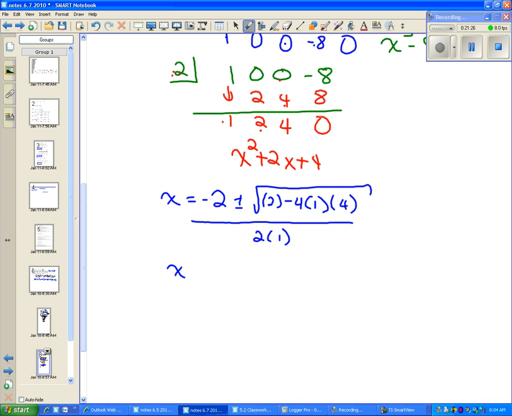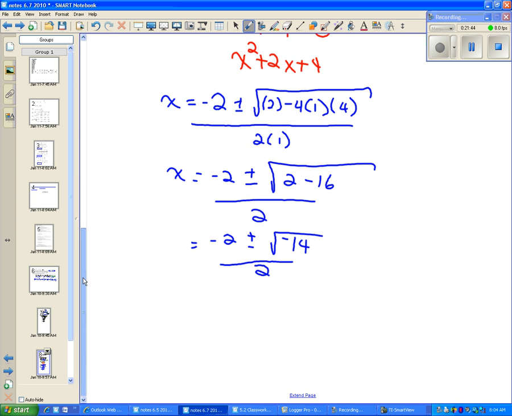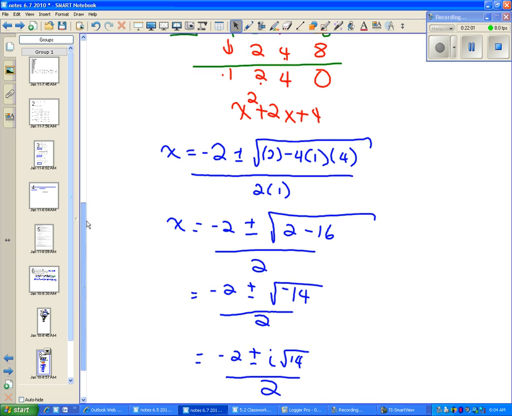So this is x is equal to negative 2 plus or minus the square root of 4 minus 16 over 2. So this is negative 2 plus or minus the square root of negative 12 over 2. I can't reduce anything. The only thing that I can do is negative 2 plus or minus i square root 14 over 2. There is my two imaginary roots. Negative 2 plus or minus i square root 14 over 2.